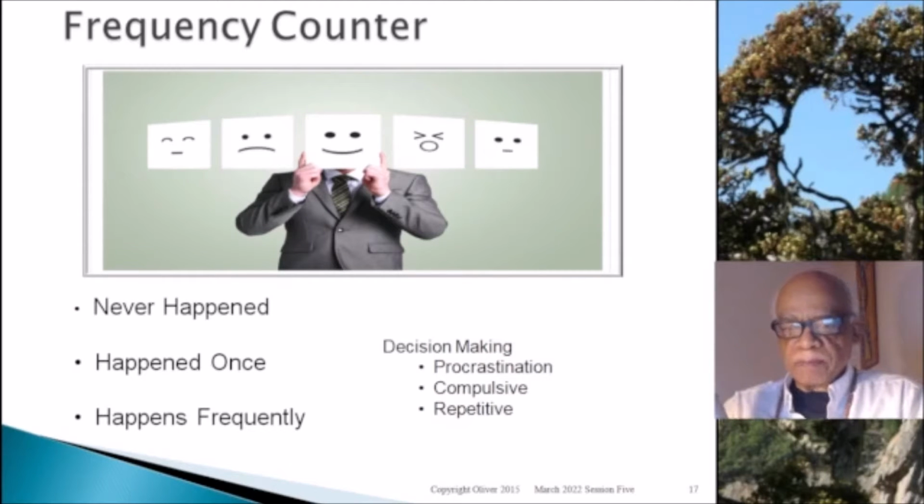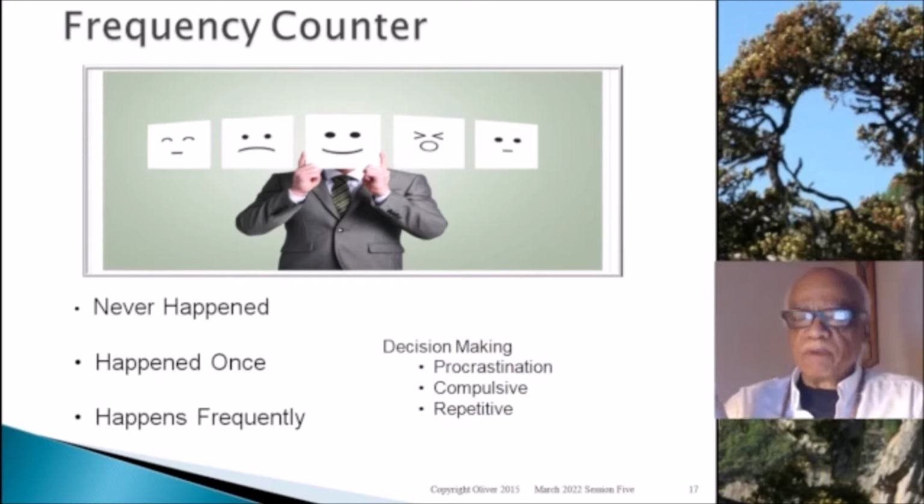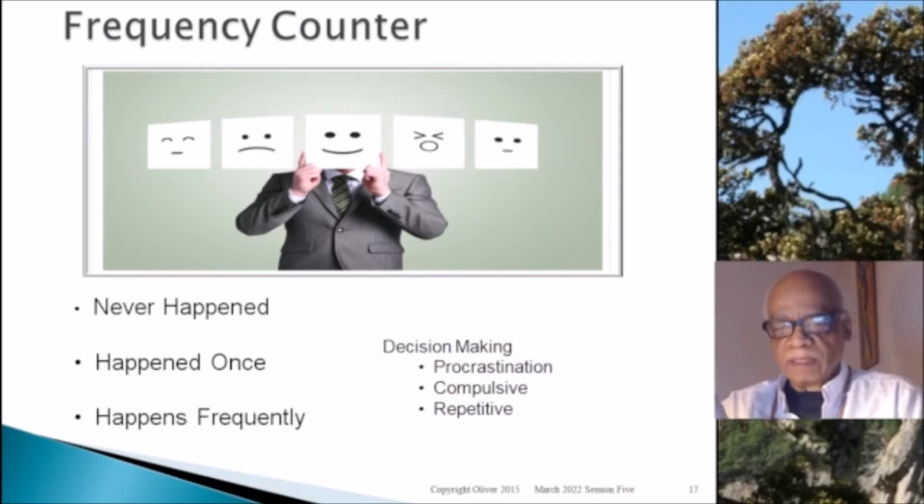The frequency counter. Many different approaches to the frequency counter. The thing is that the three big ones is if something has never happened before, so a frequency of 0. If something has happened only once, frequency counter of 1. Or something has happened before or many times. So you may find that people who procrastinate will use the frequency counter and say, oh, they've never done that before, so I don't want to do that again, a way of procrastinating.